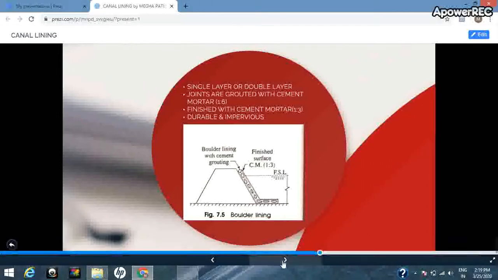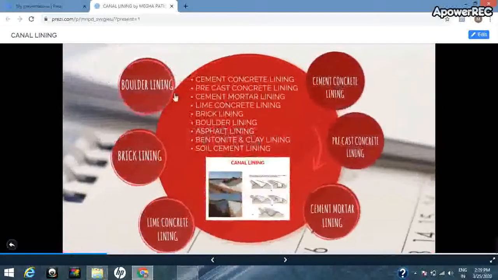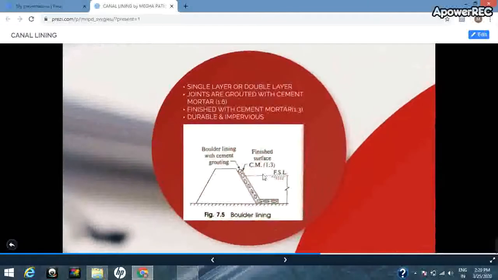As you can see in boulder lining, this type of canal is in full banking, and the boulder layer is spread over the subgrade with cement mortar 1:6, and the topmost layer of this boulder layer is finished with cement mortar 1:3.